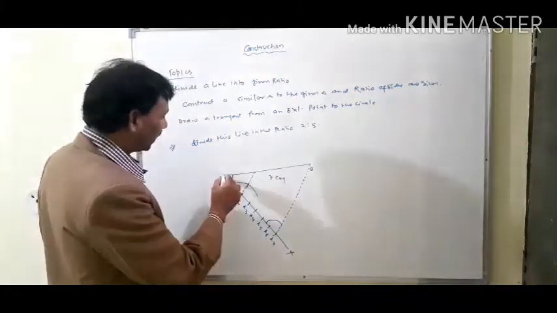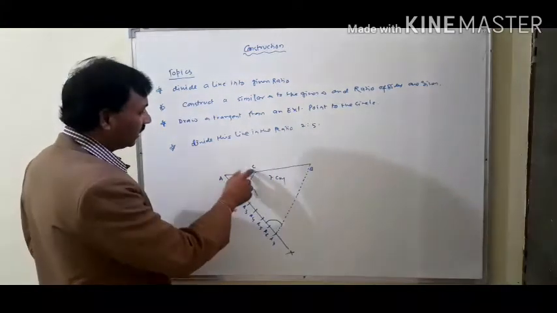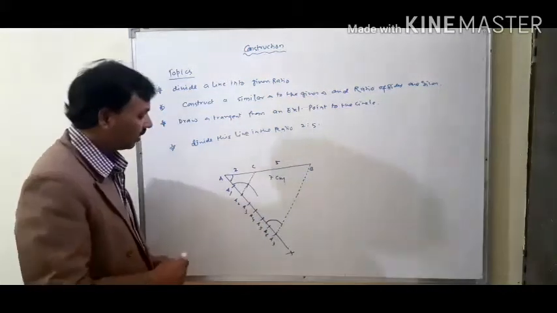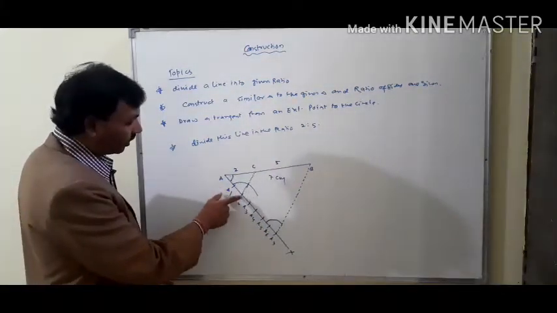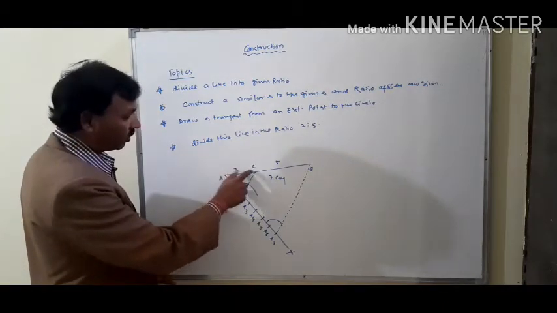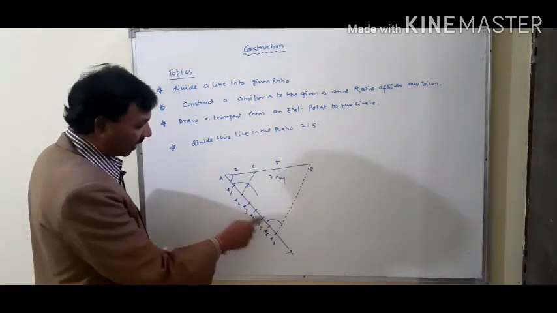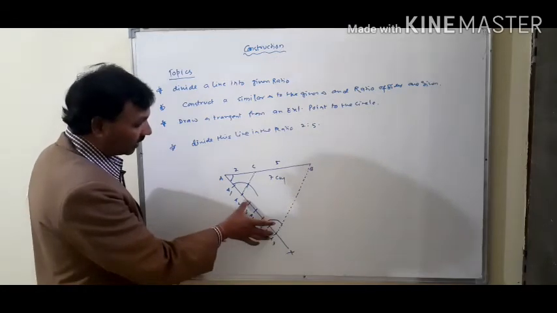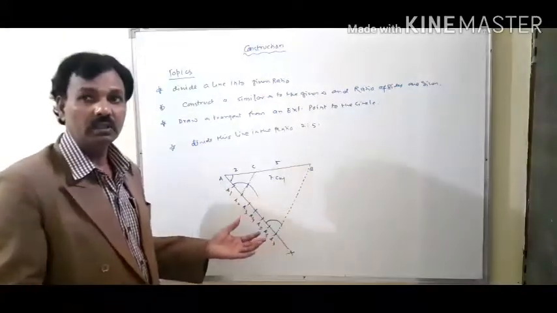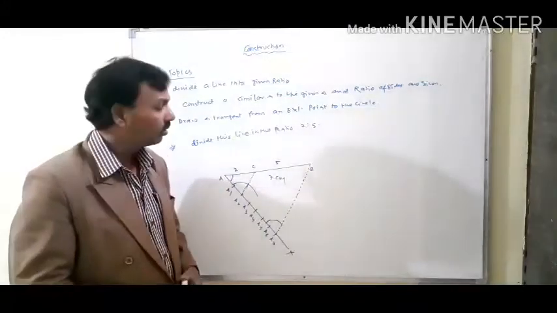This line intersects AB, suppose at C. Then AC will be 2 and CB will be 5. As you see here, from A to A2, 1, 2, there are 2 parts, so this will be 2 parts, A to C. And from A2, A3, A4, A5, A6, A7, 1, 2, 3, 4, 5, that means this is 5 parts, so this will also be 5 parts. How to verify it? In this question, it is very important to verify this.